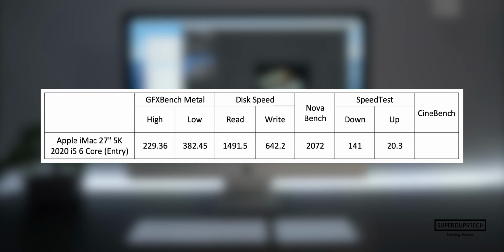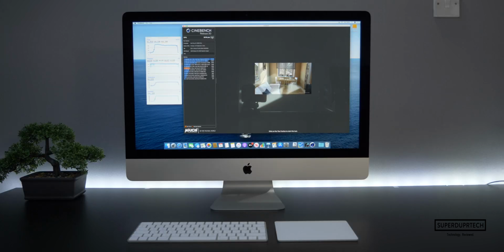Next, I ran Cinebench. Now, Cinebench is a good benchmarking program as it tests each individual processing thread and then gives them a score, similarly to how Geekbench gives its score based on performance and time taken to complete a task. Now, with Cinebench on this particular iMac, I got a score of 3016.